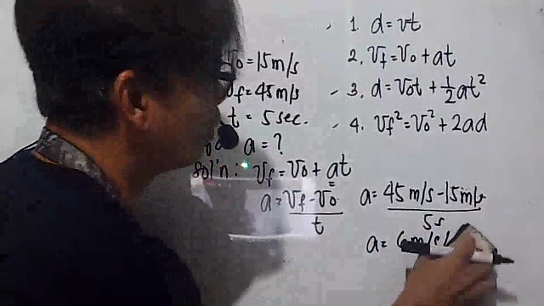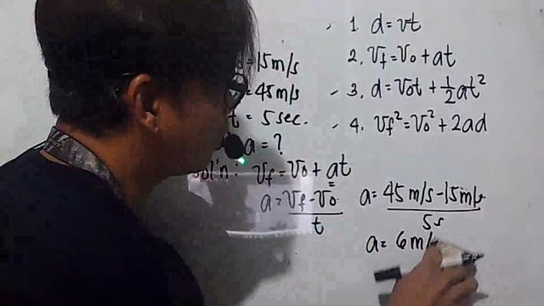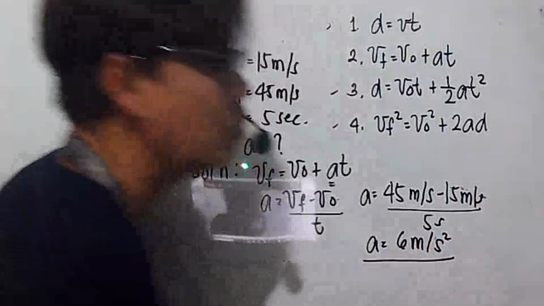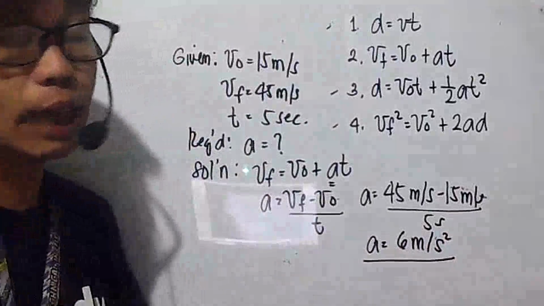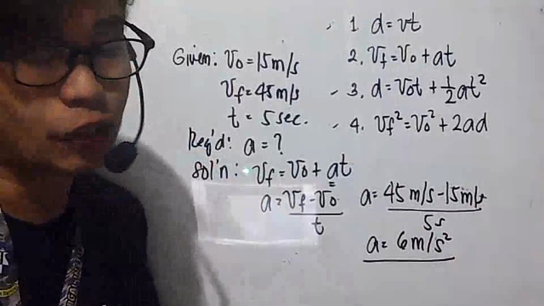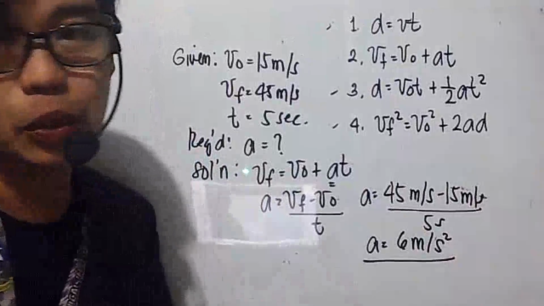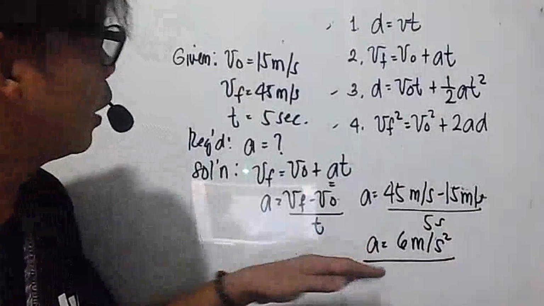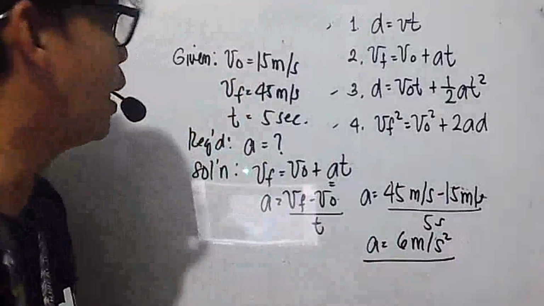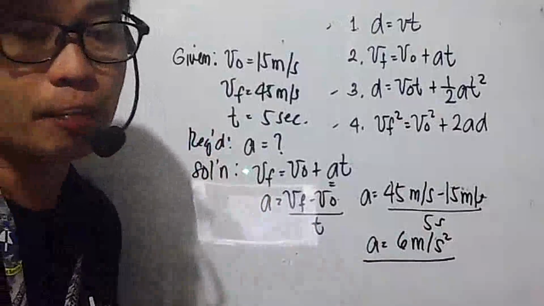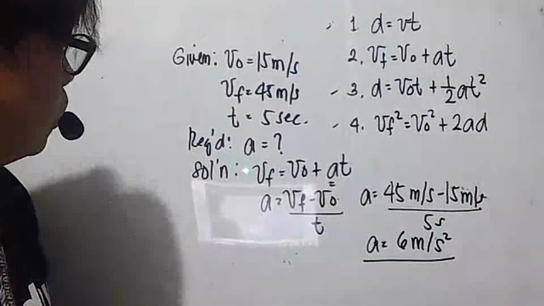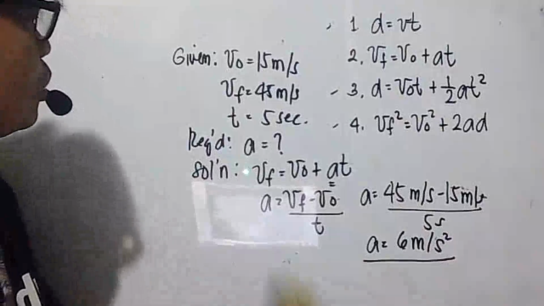So it's like that. Now, our acceleration is in meters per second squared. Okay, so remember the unit for acceleration is the time is squared. So meters per second is just velocity, while meters per second squared is acceleration. So the average acceleration of this car is 6 meters per second squared, meaning every second bumibilis siya ng 6 meters per second pa. Okay, so maybe I could erase this to show you.